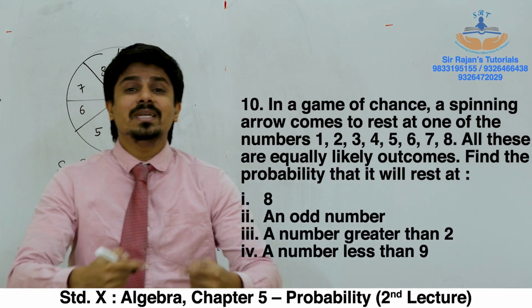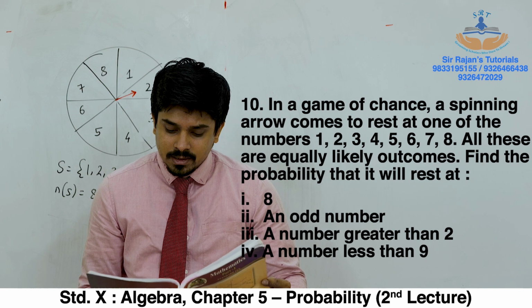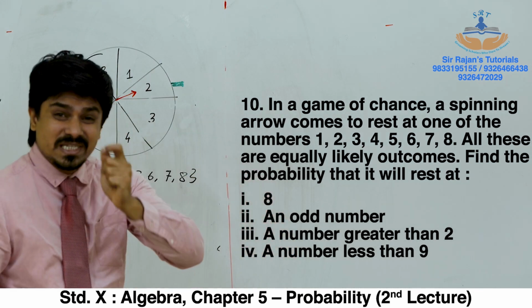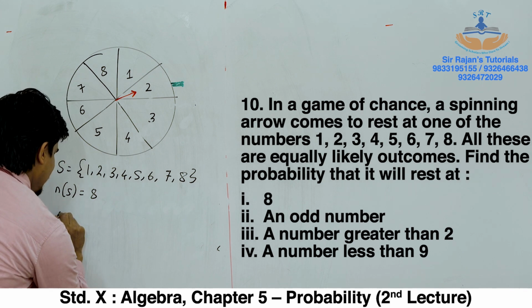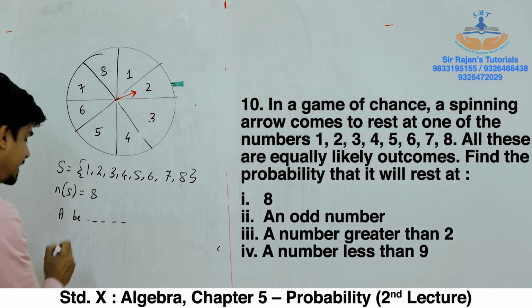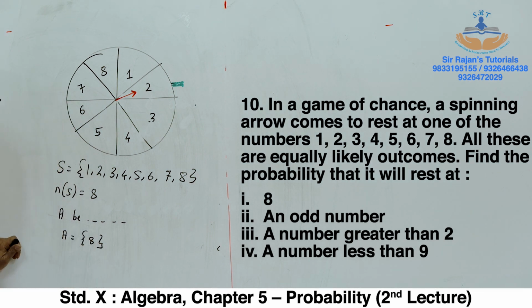Now you start defining your events over here. First event क्या दिया है? That the arrow rests at 8. I want exactly 8. So पहले में लिखूँगा A be the event that the arrow rests at 8. तो in my favorable outcome I have only 8. N of A क्या हो जाएगा? N of A will be 1. Probability क्या हो जाएगा? 1 upon 8.